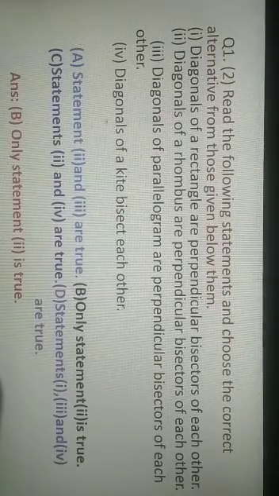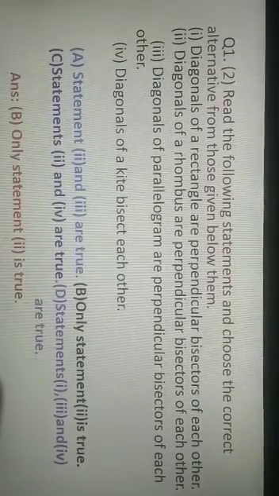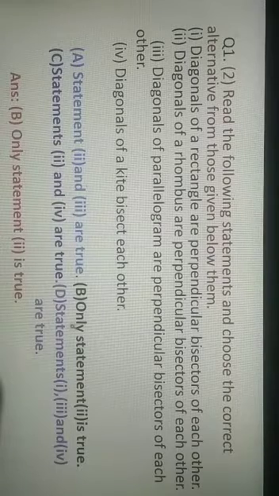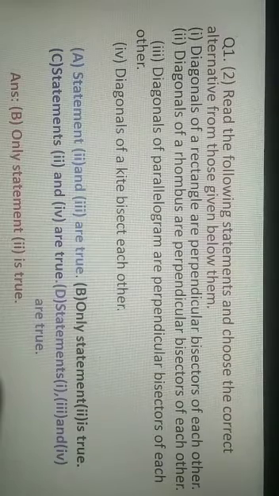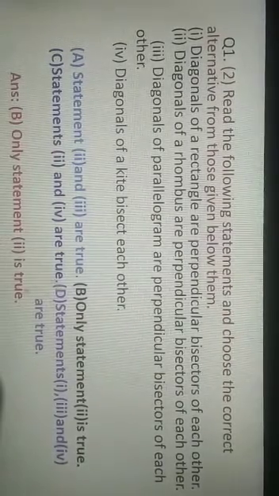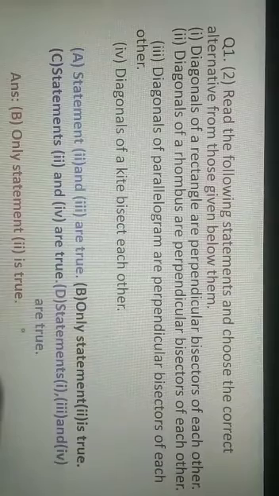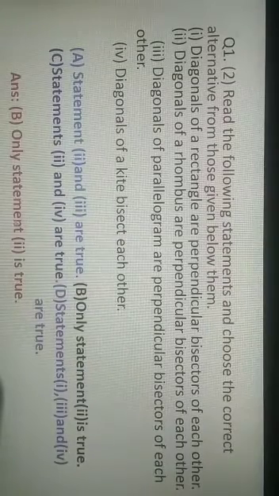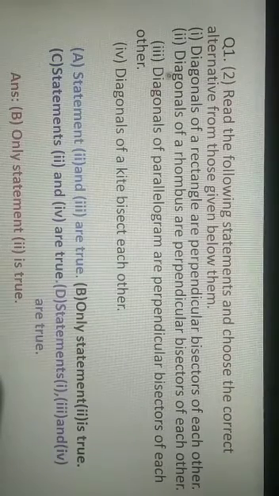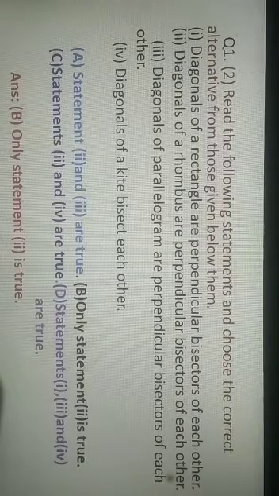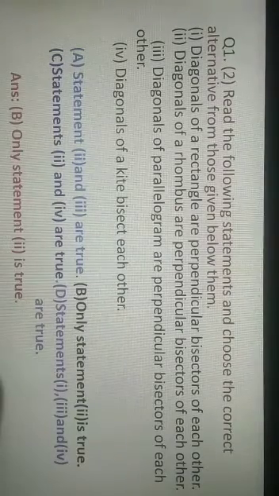So here we have to choose which statements are true. Option A is statements 2 and 3 are true. B, only statement 2 is true. C, statements 2 and 4 are true. And D option is statements 1, 3 and 4 are true. Now choose which is true. Only B, statement 2 is true. See, what is statement 2? Diagonals of a rhombus are perpendicular bisectors of each other. So this is the correct statement and this we have given in the answer.